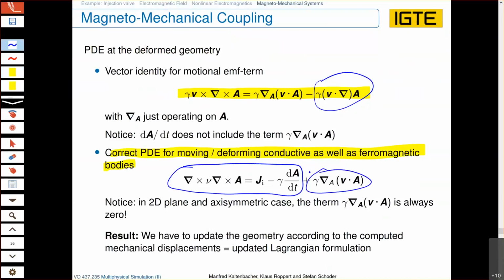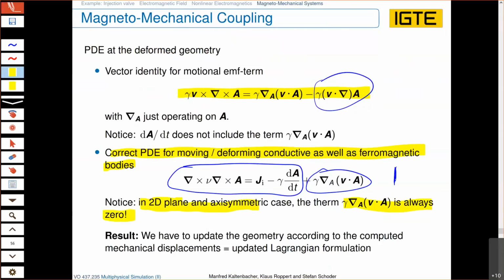So in order to correctly model this motional EMF term, when we solve the partial differential equation analytically or numerically, we have to solve this partial differential equation where it is not allowed to neglect this term. I'm quite sure that all commercial tools neglect this term. So be very careful. That term could have an impact in your computation. The good news, and we always have good news, is in 2D. In 2D, in the plane or axisymmetric case, this term is always zero.